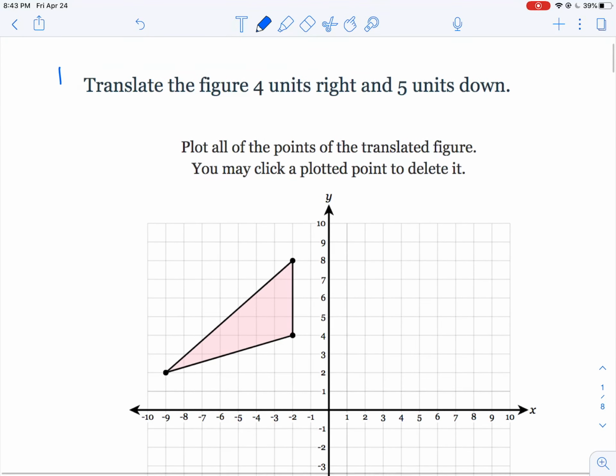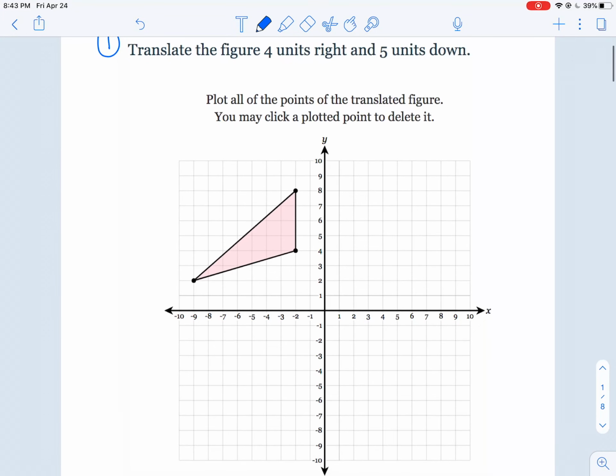So the first set of questions asks you to actually take the shape, plot dots on the grid, and translate it. Translate the image. So question number 1 says, translate the figure 4 units to the right and 5 units down. Plot all the points of the translated figure. You may click a plotted point to delete it. So what I need to do is put 3 new dots after moving the shape 4 units to the right and 5 units down.